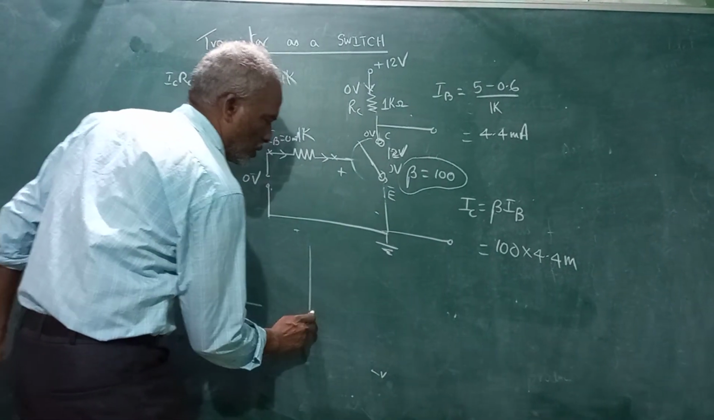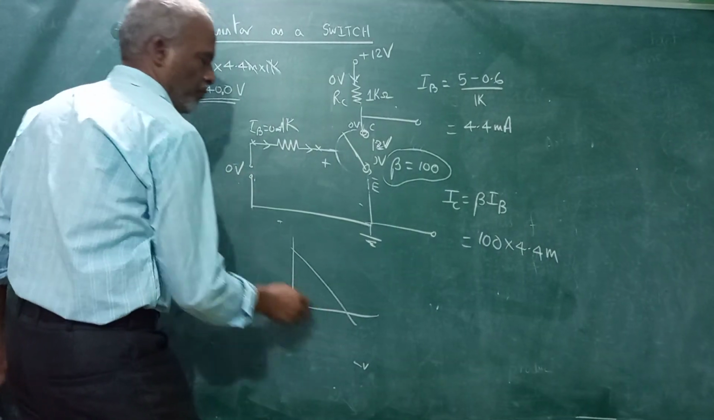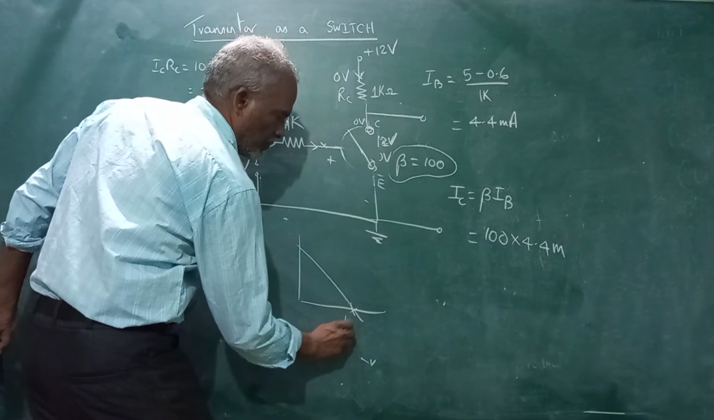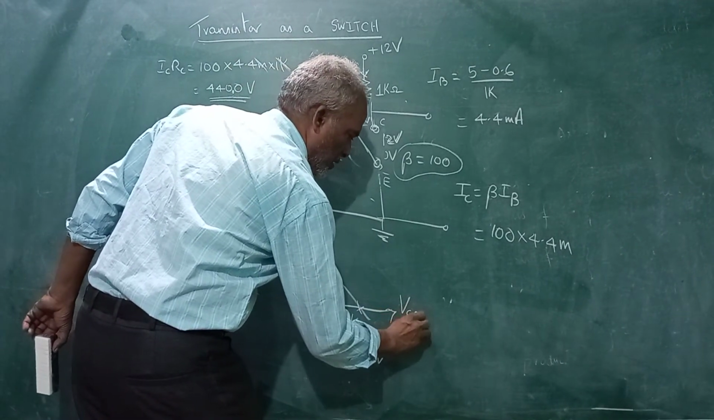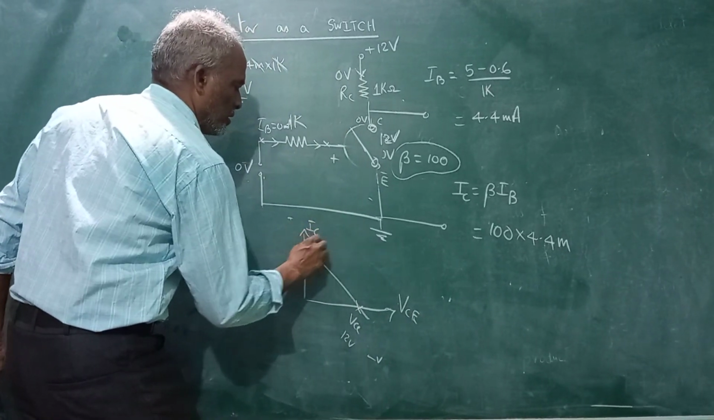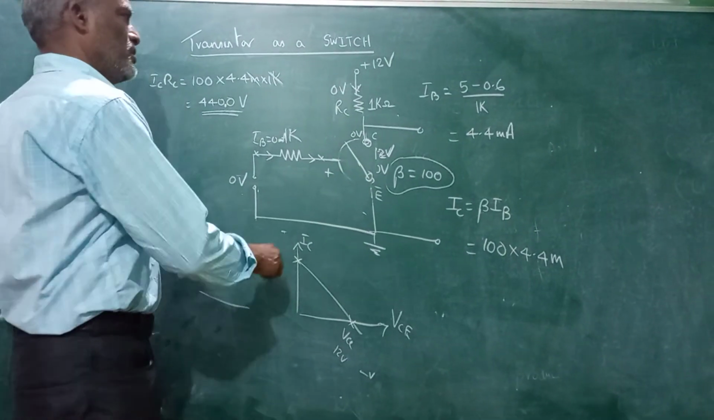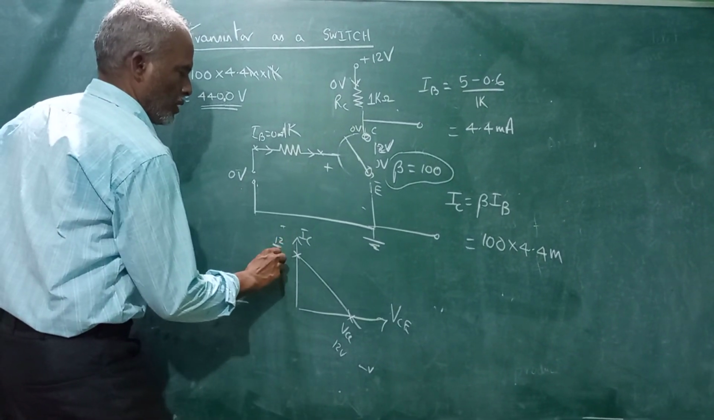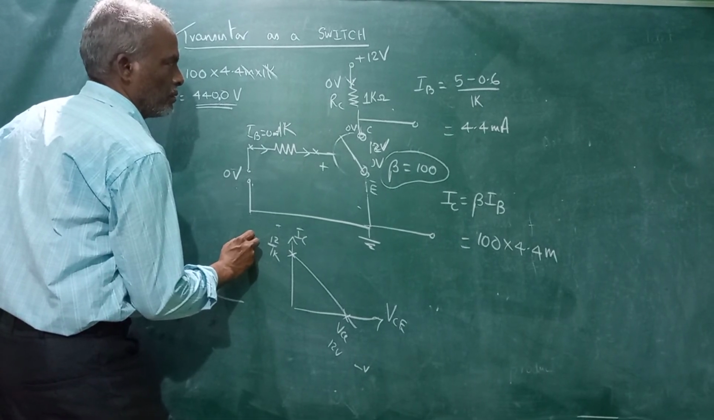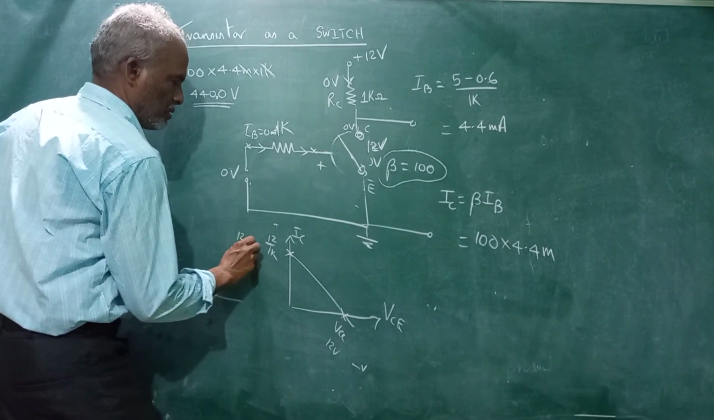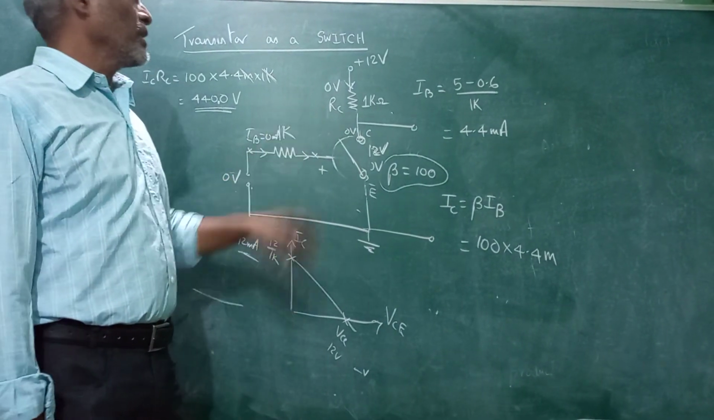Now we will draw the load line. Already I have drawn the load line. So when you give no voltage at the input, VCE equals VCC, that is 12 volts. Here it is VCE and IC, we have seen already. This is the saturation current, which is nothing but, since this is 0, 12 divided by 1K, which is equal to 12 milliamps. That's all about transistor as a switch.